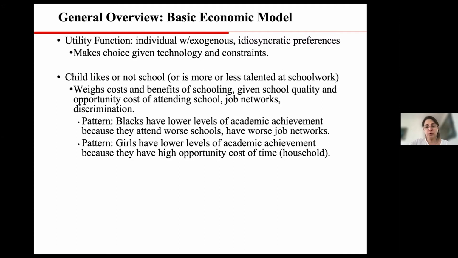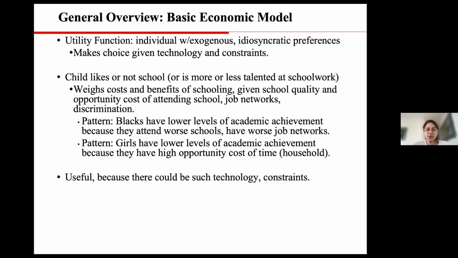For girls, we could do a similar kind of model. Girls have lower levels of academic achievement because they have high opportunity cost of time. So if we were to look at girls and say, why do girls have lower levels of schooling? Well, it could be because the opportunity cost of their time spent on school is actually very high. They're expected to be working in the home, for example. Okay.